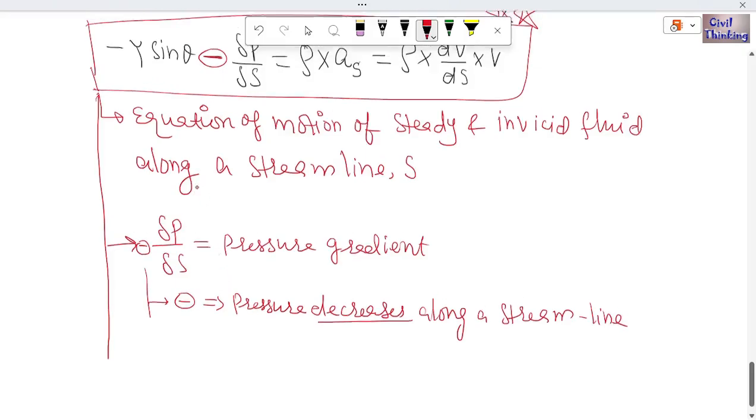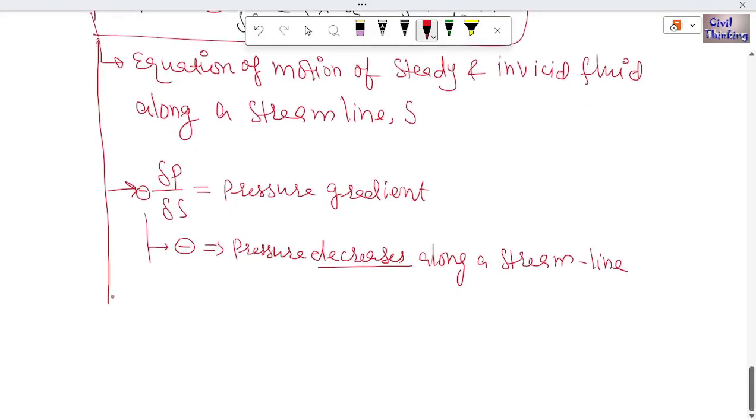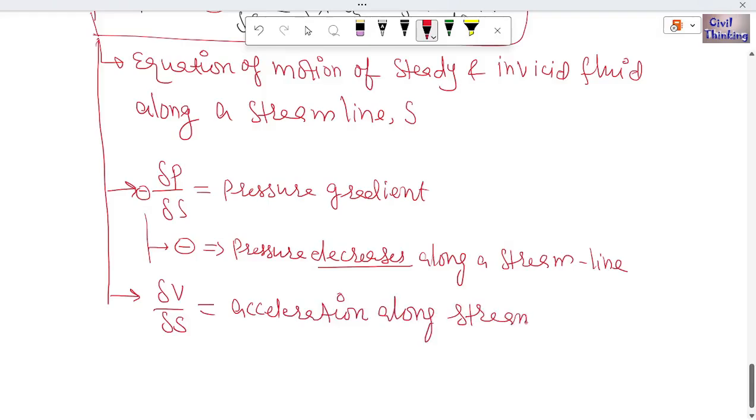Then we have another key insight. We have this delta V by delta S. Delta V by delta S is the rate of change of velocity along the streamline, right? And the rate of change of velocity with respect to anything is acceleration. But since we are talking about this S streamline, it is acceleration along the streamline.